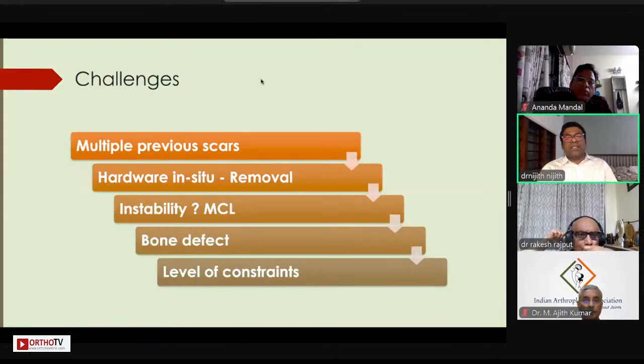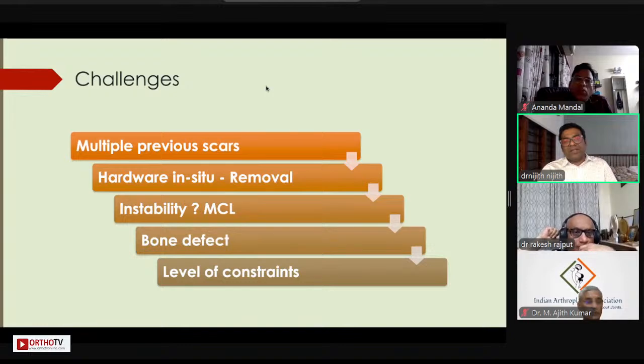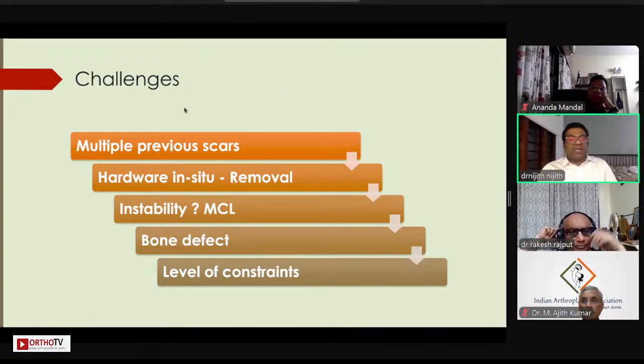So what are the challenges? When I planned for a total knee replacement for this case, the challenges in front of me were how to address the previous scars, whether I should incorporate the previous scars or how to approach the knee. Then of course there are hardwares in situ, so whether I should remove all the hardwares or whether I will be able to remove them. And also how to address instability, and since the previous injury was medial, what is the status of the MCL. Then of course bone defect, especially in the peripheral medial posterior tibia.